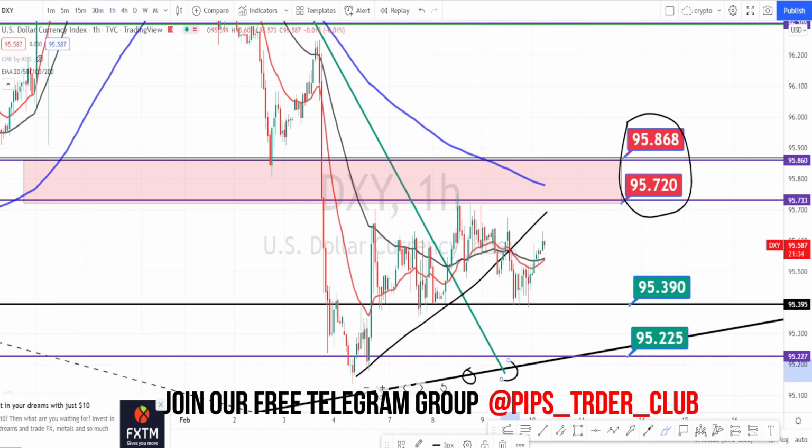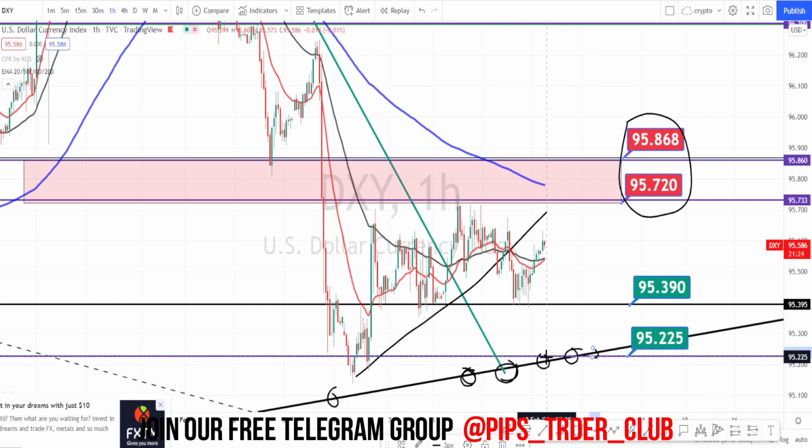Overall, when we look at the price action, it has taken support on the bullish trend line from the higher time frame and it has not breached this support line or the trend line. So if it's not breached, we can expect it to continue its bullish trend. To start its bullish trend, it has to break this resistance area.